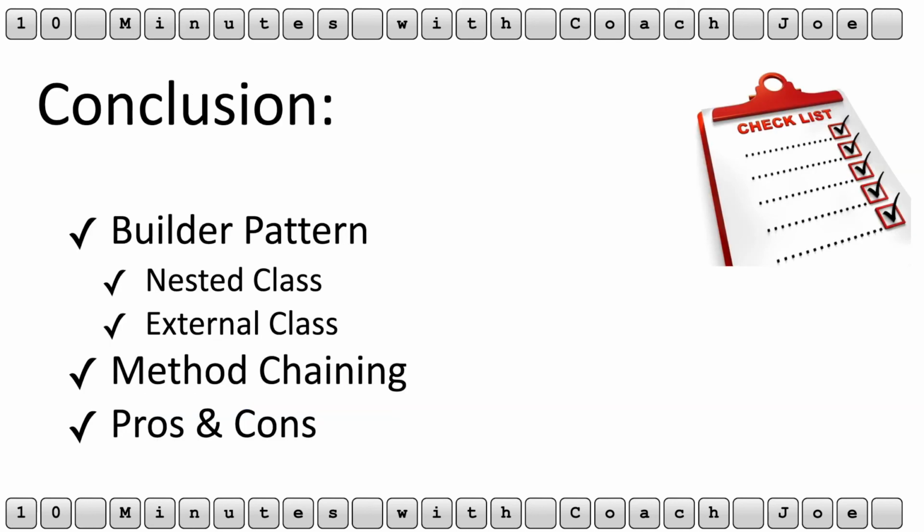You should now have an understanding of the builder design pattern. Examples were shown where the object was created without the builder pattern, along with examples using the nested class and external class. When possible, use the nested class approach. The concept of method chaining was described and shown in the examples. Finally, we discussed several pros and cons of the builder pattern.